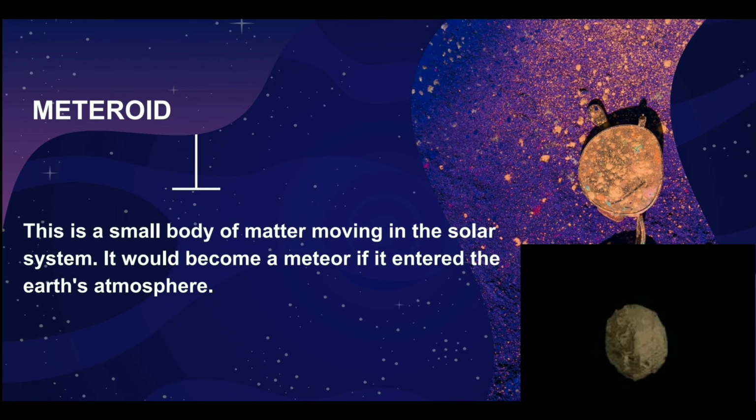Anyways, alright, let's talk about a meteor now. So now we're entering the M zone, and I like to talk about these 3 M's, and I'm going to go in order. So we have a meteoroid, and this is a small body of matter moving in the solar system. So it's just a small body of matter. Matter: solid, liquid, and gas. So it's solid, and it's moving in the solar system. And it would become a meteor if it entered the Earth's atmosphere.